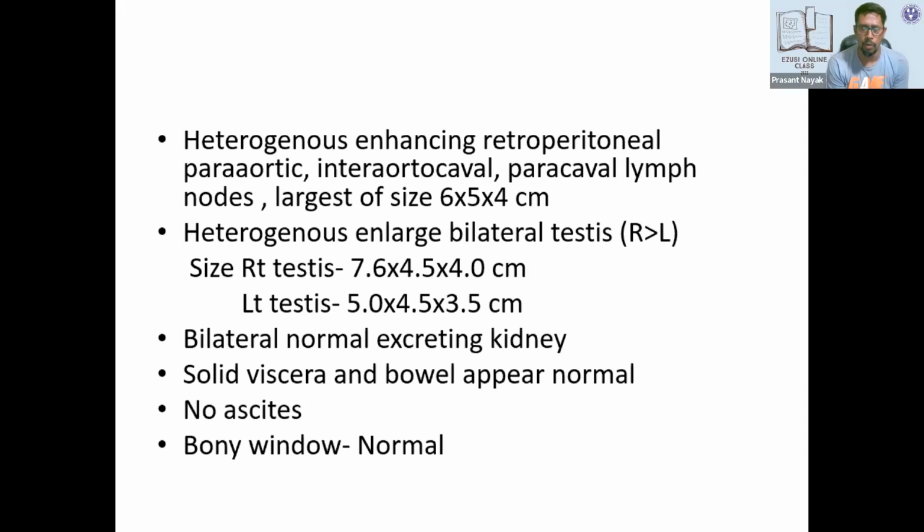So what do you mean by residual masses? What would be the size of the mass? Will you comment that it is non-significant? In case of NSGCT, less than 1 centimeter, sir. Yes, so if it is less than 1 centimeter with no serum tumor marker elevation, then it's a complete response.